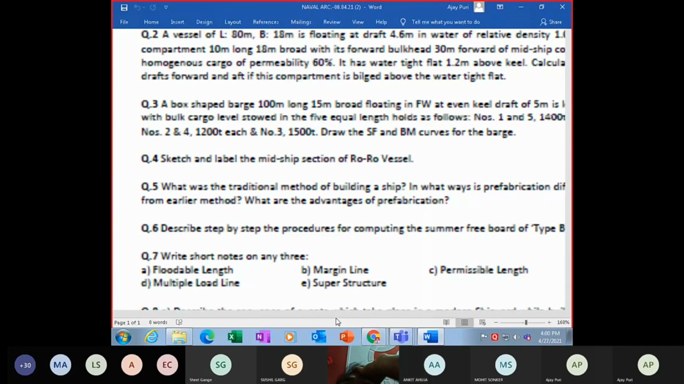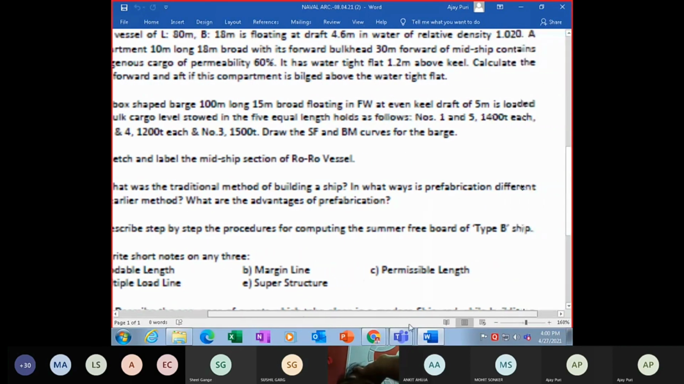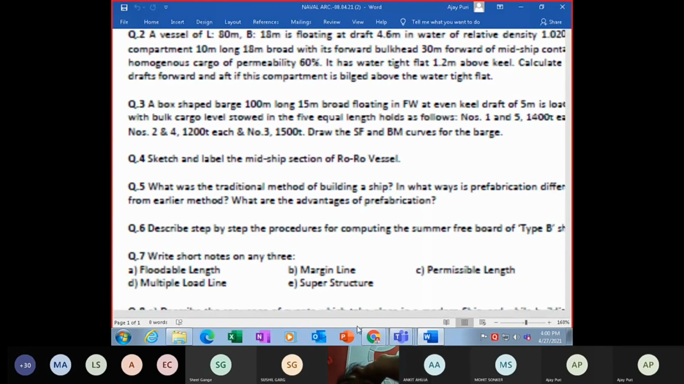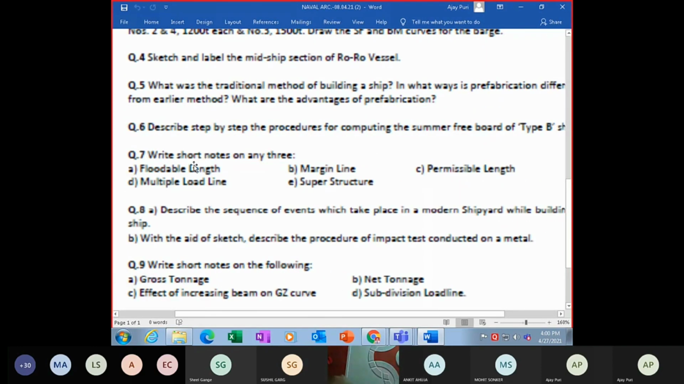Number 6 is again the same thing, computation of freeboard of type B. Obtain the tabular freeboard for type B from the tables and then start applying your corrections. Those 5 or 6 corrections you have to apply and then explain that, step by step procedure. This we have already discussed: the floodable and margin line, permissible and multiple load line, superstructure.